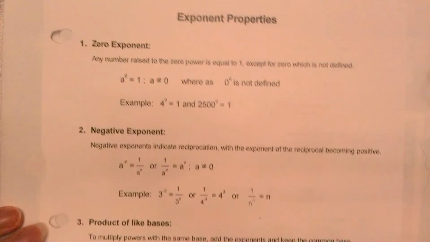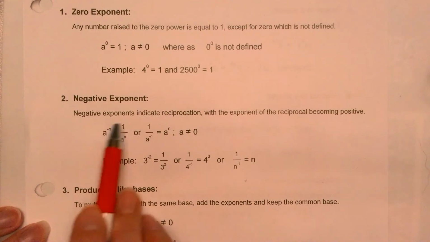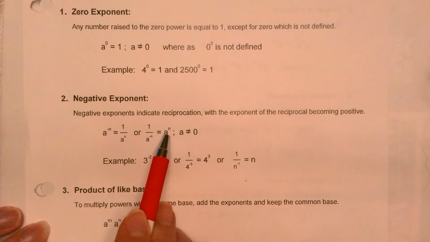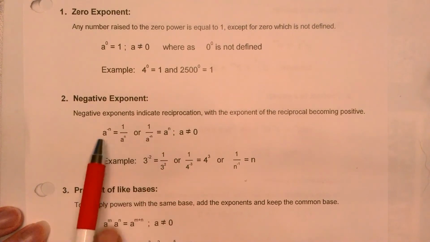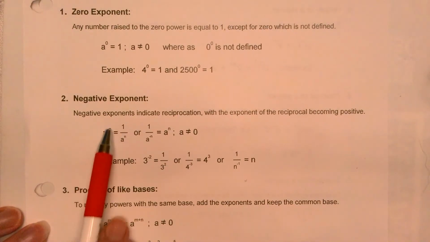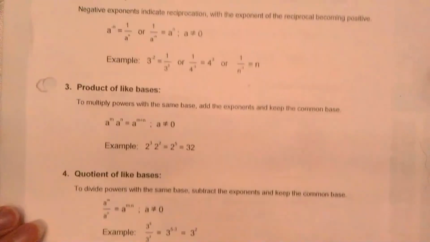Our negative exponent rule is a to the negative n. Anytime I have a negative exponent, you're going to take the reciprocal. If that negative exponent is in the denominator, it's going to come back to the top. Remember, it's only what's on the variable. So if there's a number in front, the negative exponent only affects what it's on, as in the variable, or what is in parentheses.